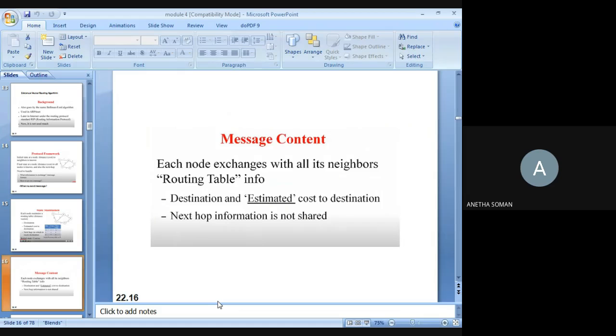The second step is that each node exchanges its routing table information with all its neighbors. Initially, they create the routing table. As the next step, they share it with the immediate neighbors, not to all the nodes in the network, only to the neighbors. Now, what information are they sharing? Only 2 fields: the destination and the estimated cost to the destination.